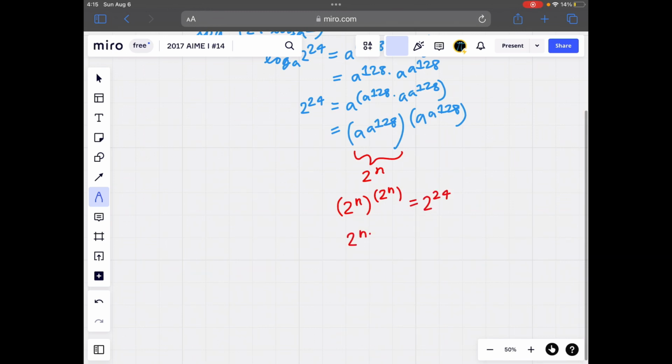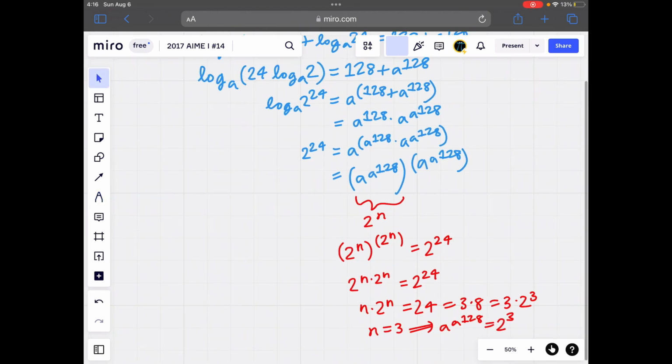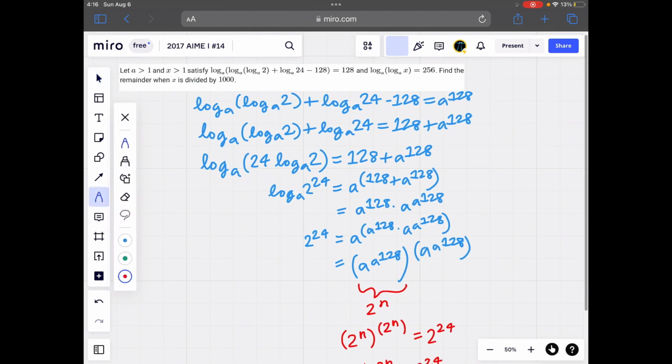And so we have 2 to the power of n times 2 to the n equals 2 to the 24. And so n times 2 to the n is equal to 24. 24 is equal to 3 times 8, and that's 3 times 2 cubed. So n is equal to 3. So that means a to the 128 is equal to 2 cubed. But the question doesn't ask for the value of a to the 128. It asks for the value of x, which is some number in terms of a.